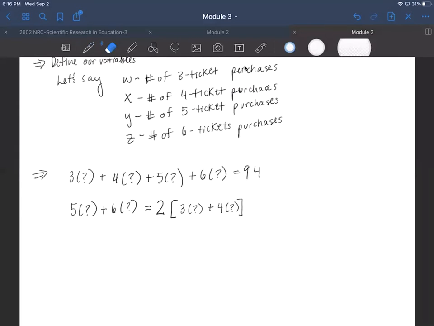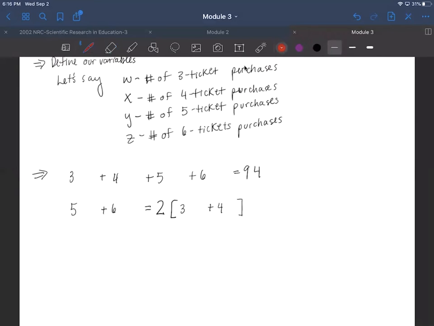So because of that, now let's redo this problem. Meaning we don't need any of these question marks anymore. Why? Because we've defined the variables that represent these question marks. Remember, those question marks represented values, but we just didn't know what those values could be. We still don't know, so that's why we're using variables. So remember, we said we're going to let the 3 tickets be represented by W. We're going to let 4.